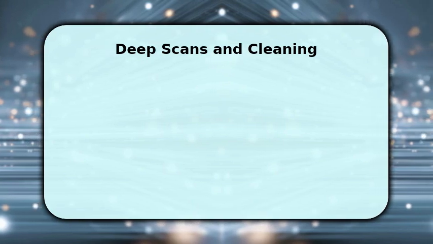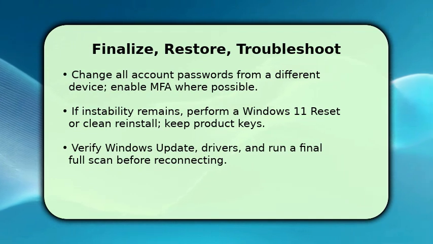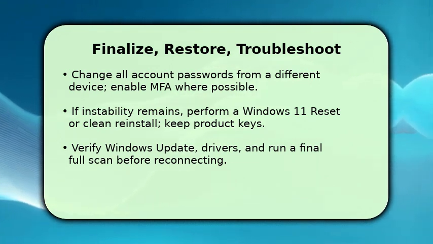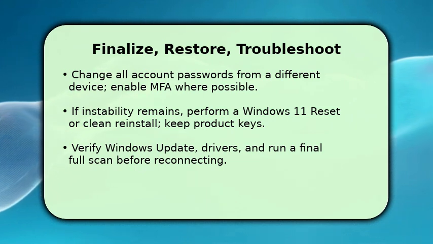If system behavior persists, such as unexpected reboots or unknown outbound connections, perform a Windows 11 reset or a clean reinstall. Keep your product key and backup validated files first. Once reinstalled, install updates and drivers, then run a final full antivirus and anti-malware scan before reconnecting to networks. Troubleshooting tip: if malware returns, boot a rescue ISO.